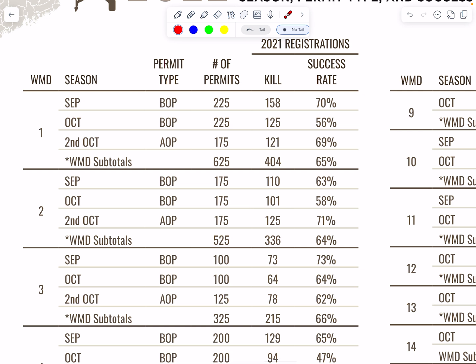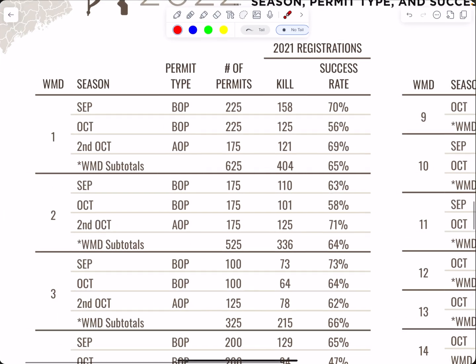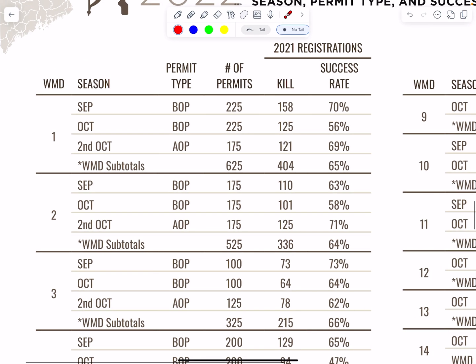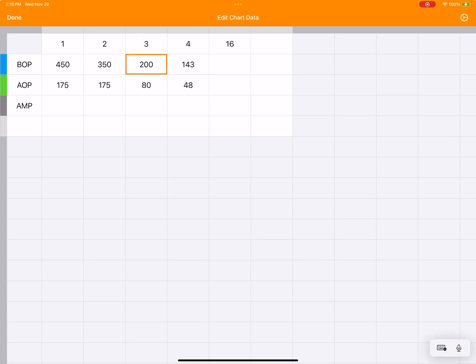Now I'm into District 2: 175 BOPs, another 175 BOPs. So we've got 350 bull-only permits, and then another 175 antlerless-only permits. So we'll put 350, 175. Let's check District 3. District 3, now I've got 100 bull-only permits here, 100 bull-only permits here, and then 125 antlerless only. So for District 3, we've got 200 and 125.